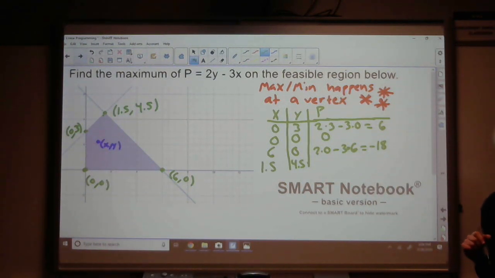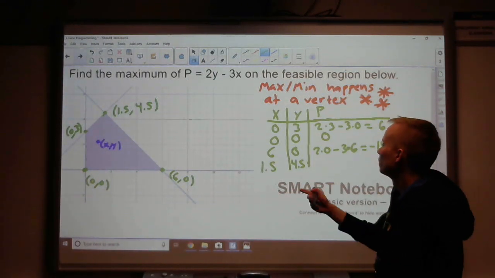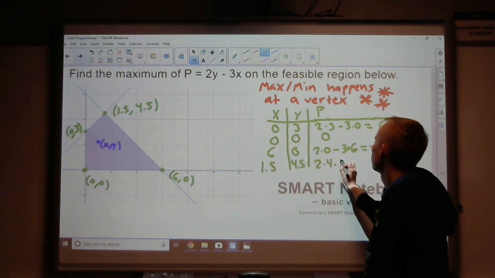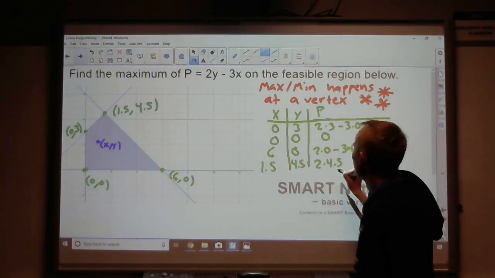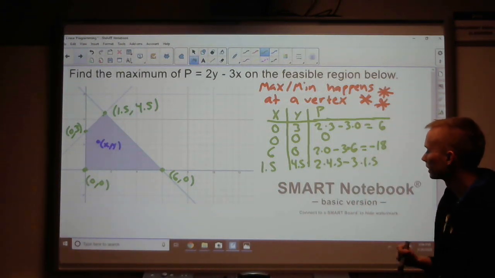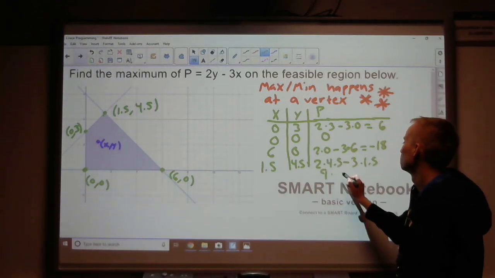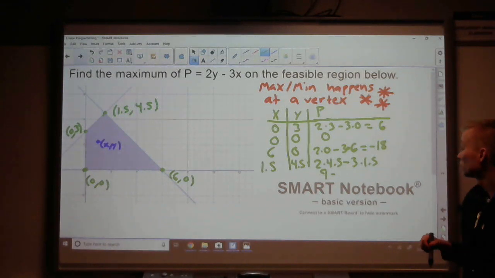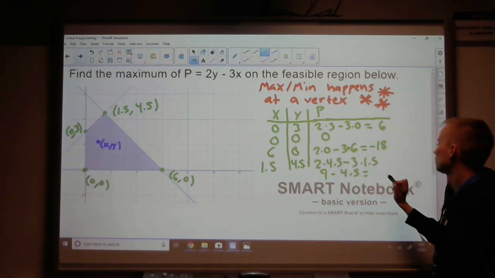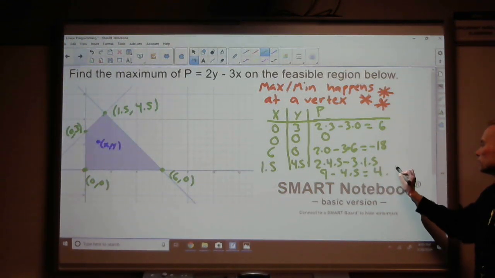Now this last one is maybe what's a little funky to deal with, right? We've got 2 times 4.5 is y, minus 3 times 1.5 is x, okay? So this would give us 9 minus 3 and then 4.5. So this would be 4.5, okay?